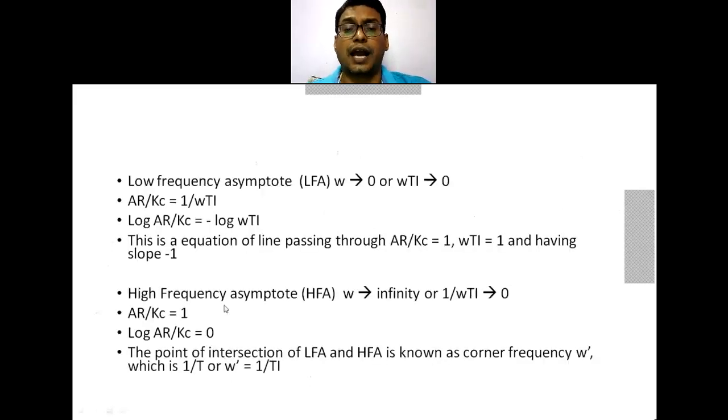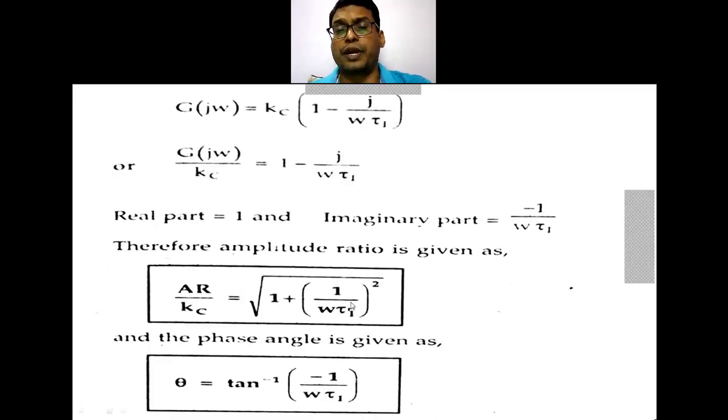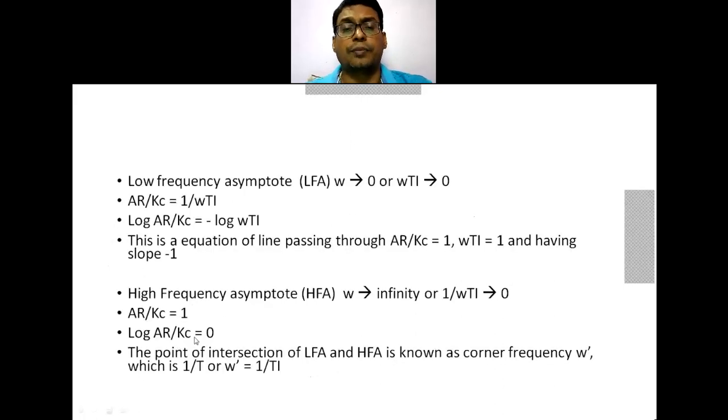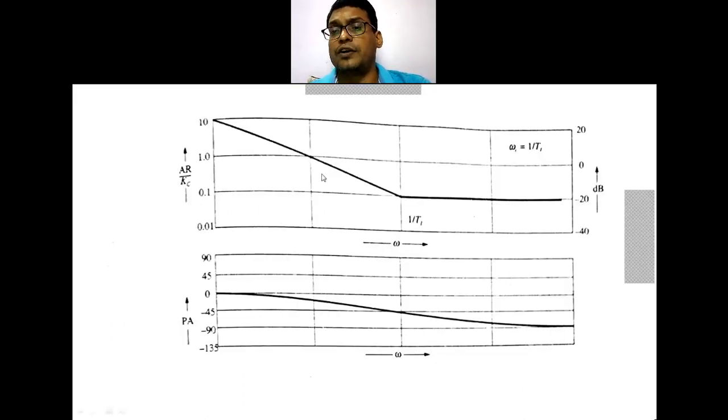Then the high frequency asymptote, omega tends to infinity, substituting the omega value here in the square root of 1 plus 1 upon omega tau I whole squared. So amplitude ratio upon Kc is equal to 1. So log of amplitude ratio upon Kc is equal to 0. The point of intersection of the low frequency asymptote and the high frequency asymptote is known as the corner frequency, which comes as omega equal to 1 upon tau I.